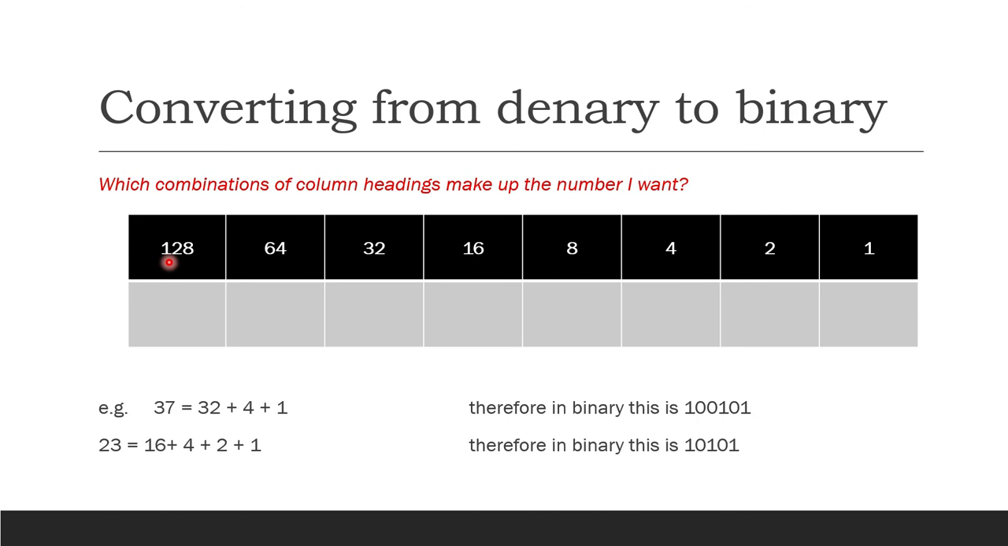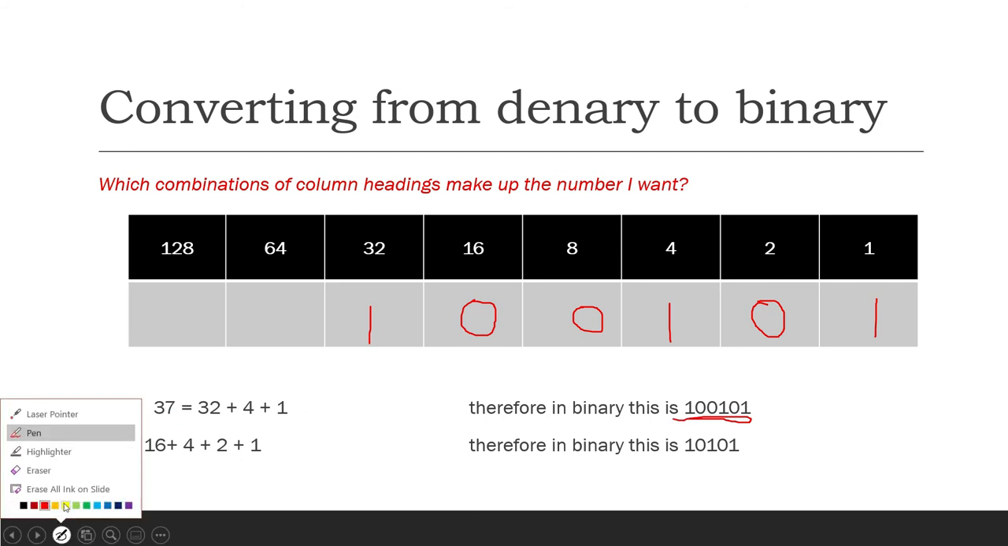So if we take this number here, 37, if you want to make 37 up, we need first of all a 32, one of them. We then need a 4, one of them. And we need a 1, which is over here on the right-hand side, one of them. With numbers, of course, when you've got a gap, you put a 0 in it, and we end up with the number 100101, which is this number here. So this value is 37 in binary.